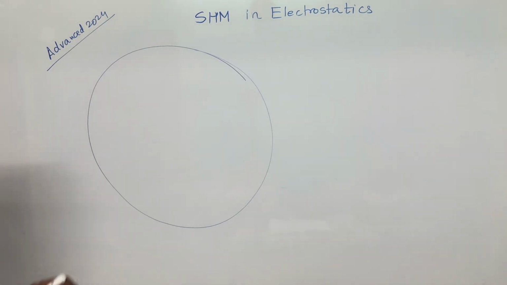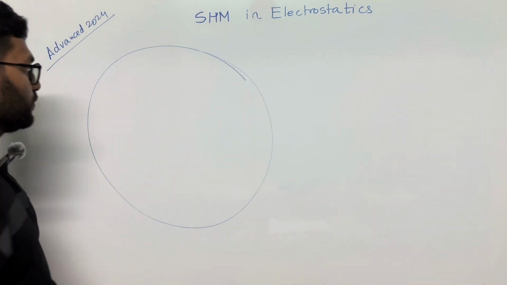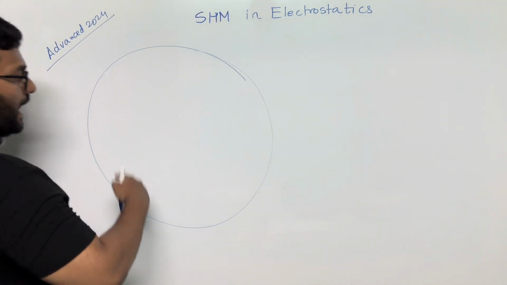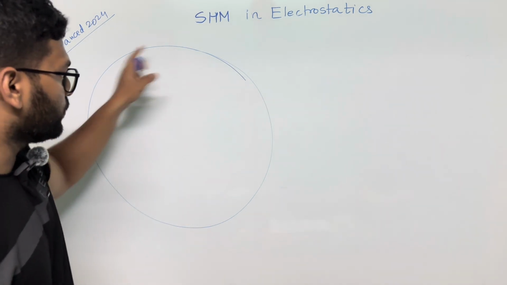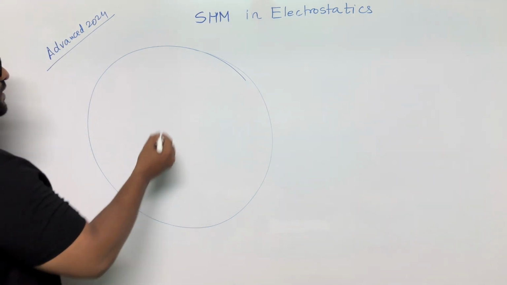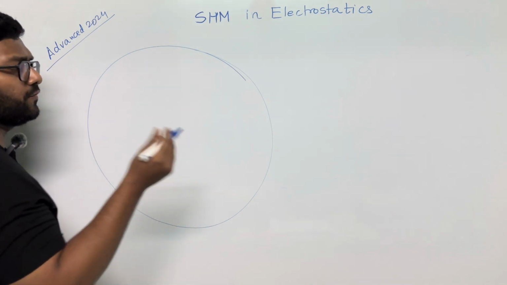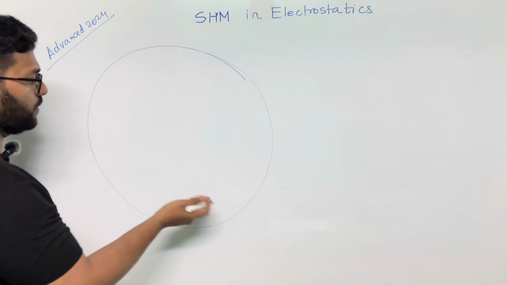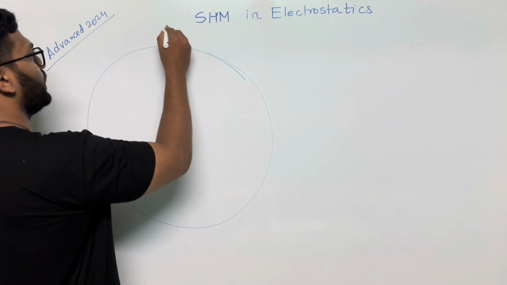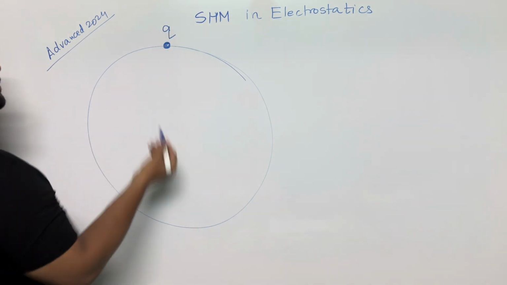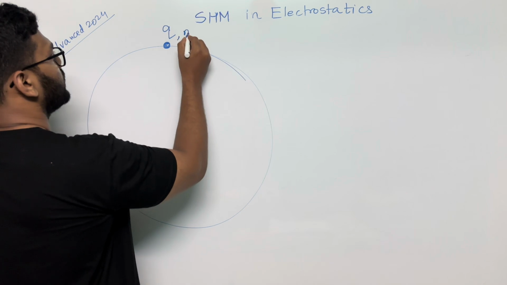Let's look at this advanced 2024 question which was asked on SHM on electrostatics. We have a circular loop, a non-conducting circular wire, and there is a charge which is kept fixed on some point of this circular wire. Let's say it was fixed at this particular point. The charge given is Q and it has a mass of M.